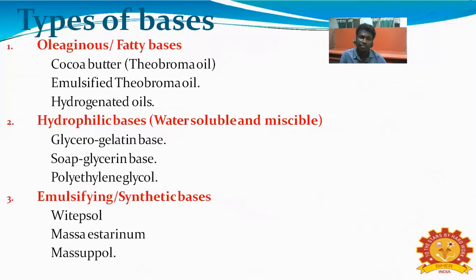Types of bases: oleaginous and fatty bases. That means cocoa butter, theobroma oil, emulsifying theobroma oil, and hydrogenated oils. Hydrophilic bases, the water soluble and water miscible: the glycerol gelatin bases, the soap glycerin bases, the polyethylene glycols. Emulsifying and synthetic bases: Witepsol, Massa Estarinum and Massupol.